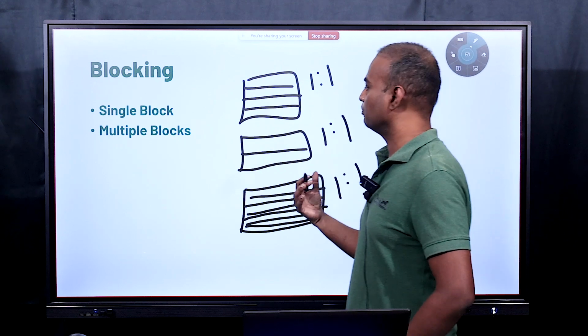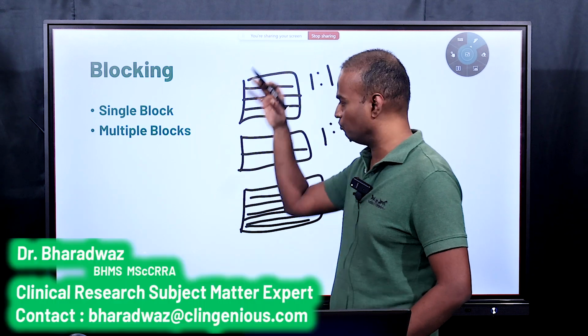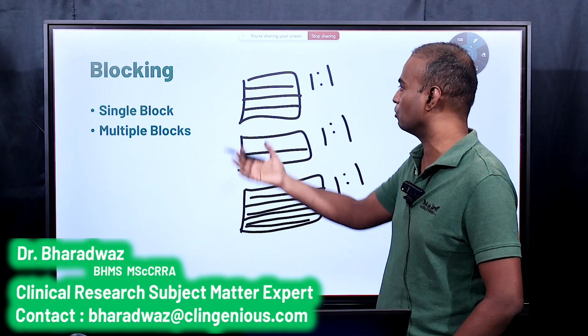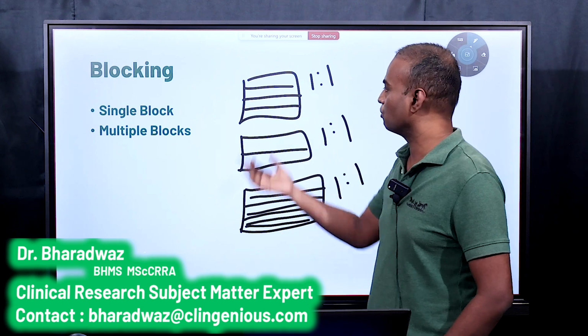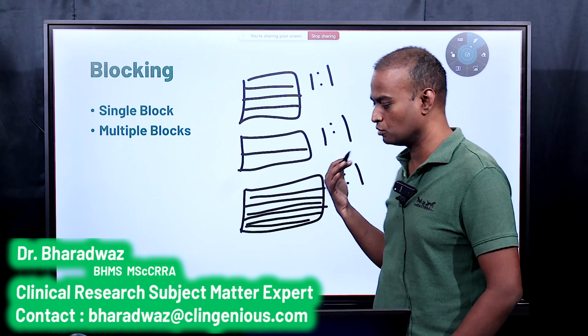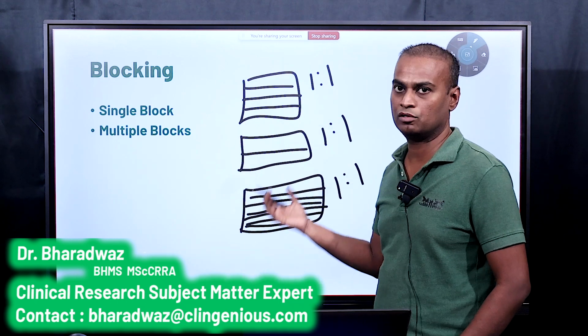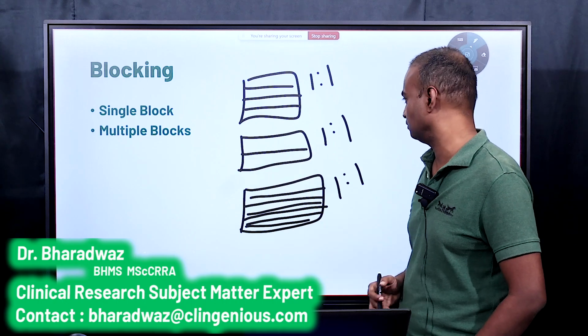So there can be multiple block sizes within the treatment list. In a particular study, it is up to the statistician whether they want to go with a single block size or multiple block sizes. The system should support it. So this is also one of the combinations possible for blocking with multiple blocks.